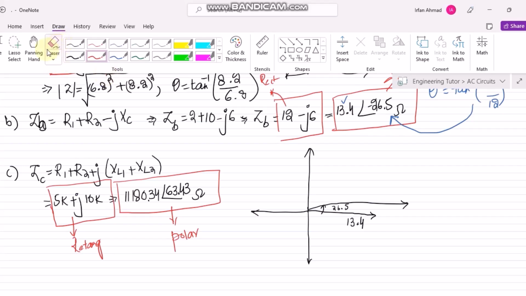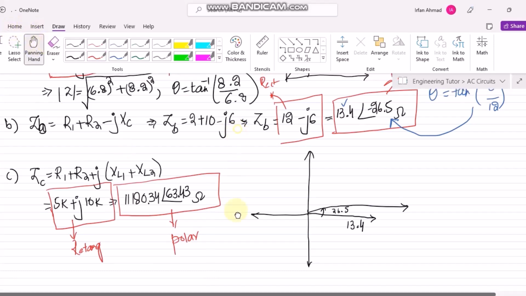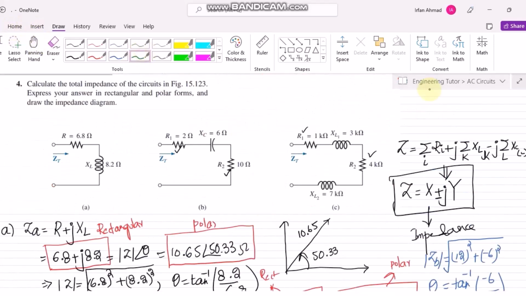I hope you have understood all the steps which we have carried out in this problem. The formulation which we will be using throughout this chapter is very important for you to grasp the concepts in impedance calculation.